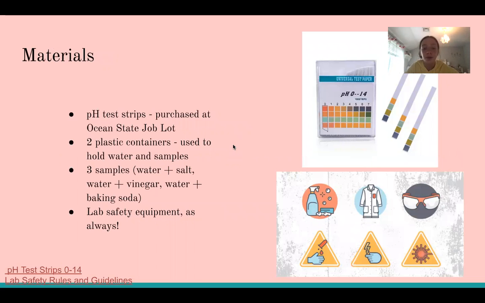Materials that were used were pH test strips, 2 plastic containers which were used to hold the water in the samples, and the 3 samples, which were water and salt, water and vinegar, and water and baking soda, and as always, lab safety equipment.